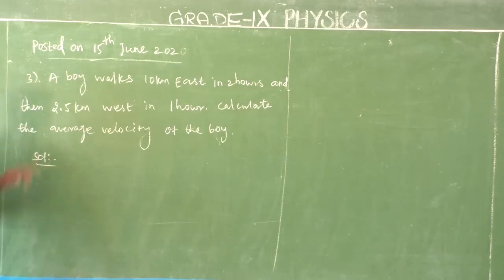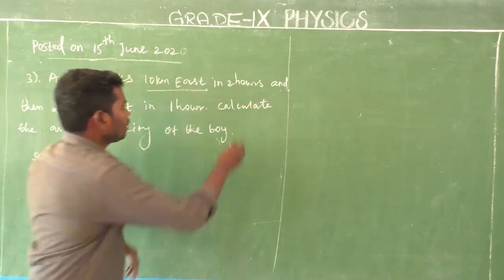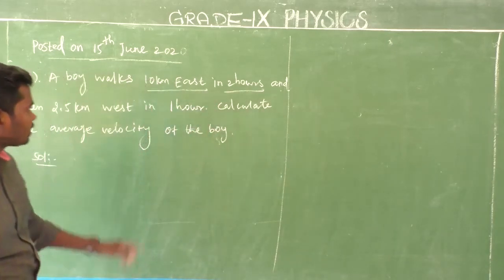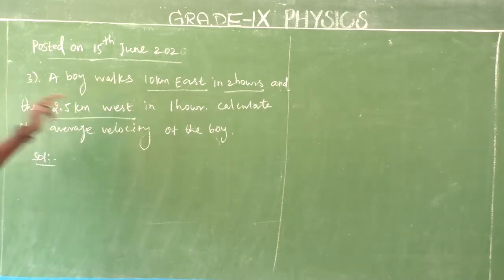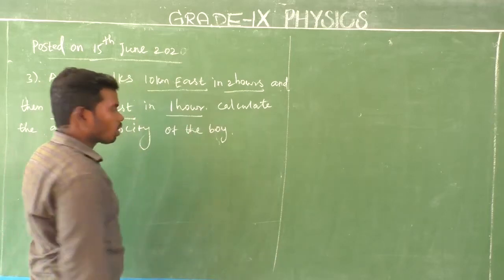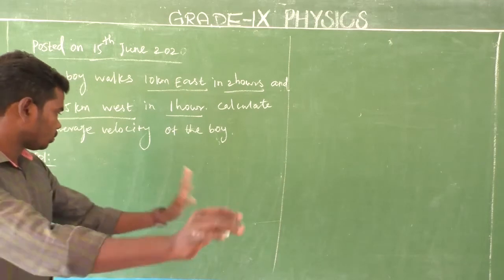Solution. A boy walks 10 kilometer east in 2 hours. Time taken how much? 2 hours. And then 2.5 kilometer west in 1 hour. How much in 1 hour? Calculate the average velocity of the boy. Is it clear? Yes. Look at here.